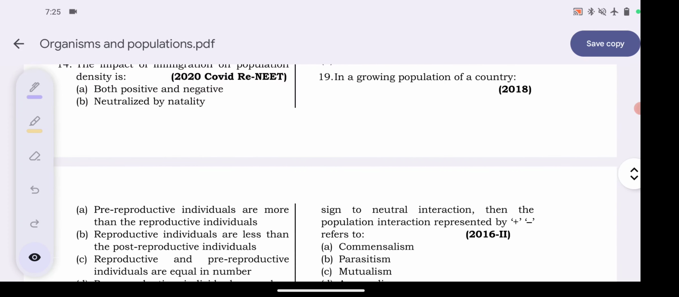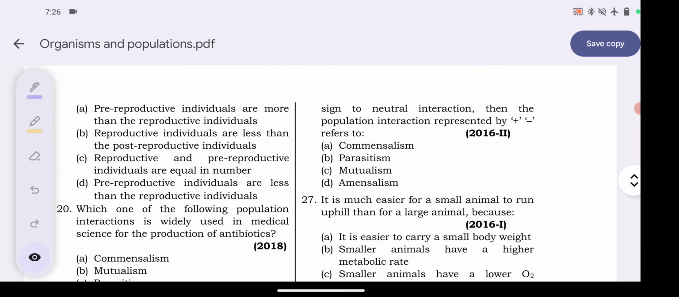Question number 19. In a growing population of a country, option A, pre-reproductive individuals are more than the reproductive individuals. Option B, reproductive individuals are less than the post-reproductive individuals. Option C, reproductive and pre-reproductive individuals are equal in number. And option D, pre-reproductive individuals are less than the reproductive individuals. So here the answer will be option number A, that is pre-reproductive individuals are more than reproductive individuals.